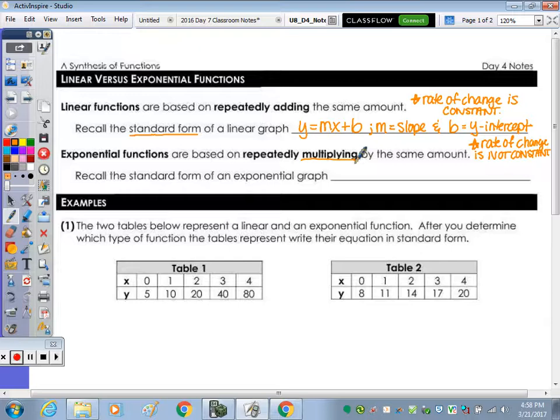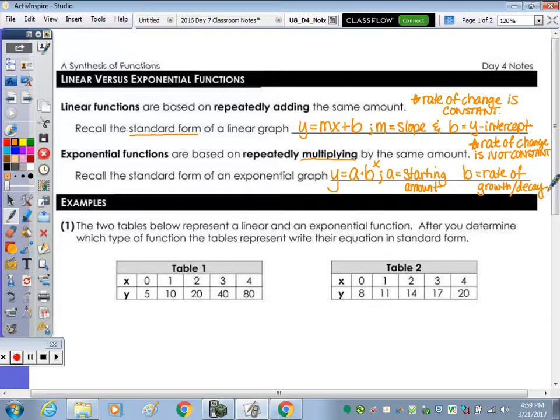The standard form for your exponential is y equals a times b to the x. Remember, the x is in the exponent, where your a value is the starting amount or initial value, and the b value is your rate at which you grow or decay. Okay, your rate of growth or decay.